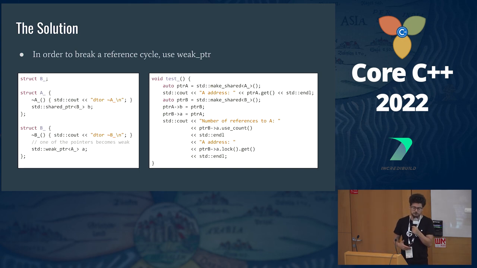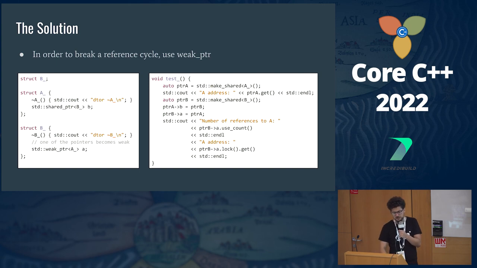So the C++ library provides us with the weak pointer. Now, weak pointer, as opposed to the shared pointer, does not own the memory. It is pointing to an existing shared pointer and keeps track of whether it's still alive. In this case, we replace the struct B pointer with a weak pointer. Now, A actually holds B, while B kind of points to an A.